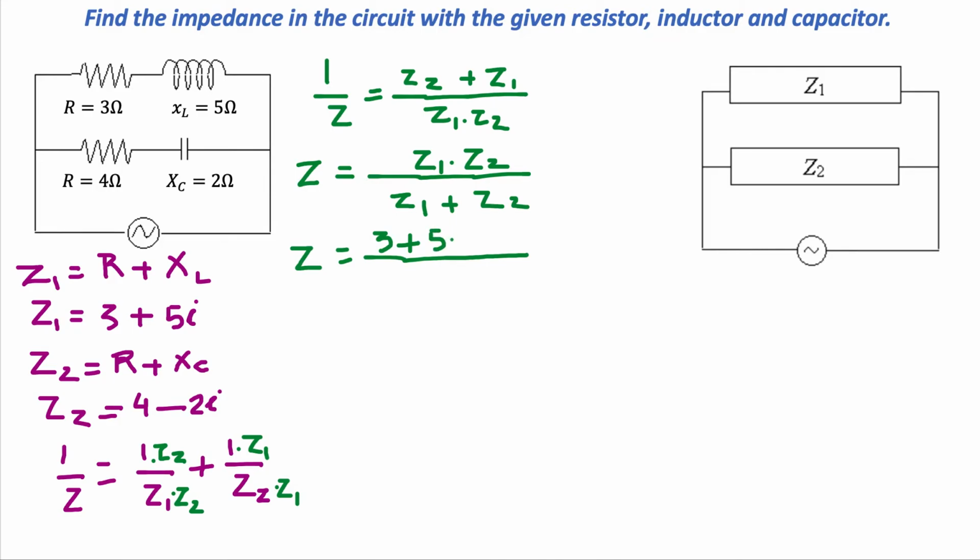Instead of Z2, I am writing it, but it's multiplication, so don't forget, let's write a parenthesis. And Z2 is going to be 4 minus 2i, and I close the parenthesis. So Z1 here, as I said, is 3 plus 5i, and Z2 is 4 minus 2i, plus 4 minus 2i.